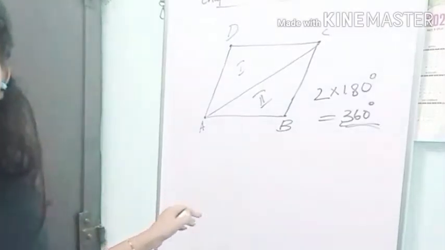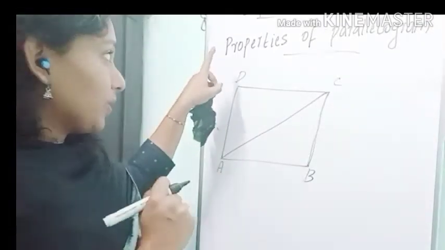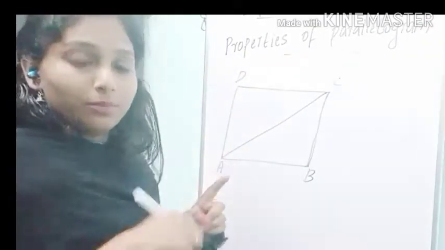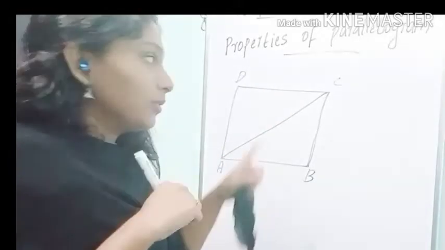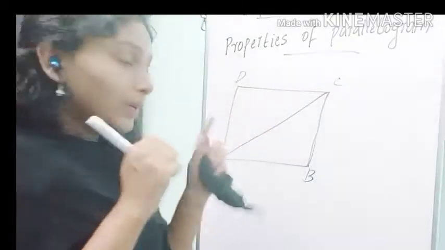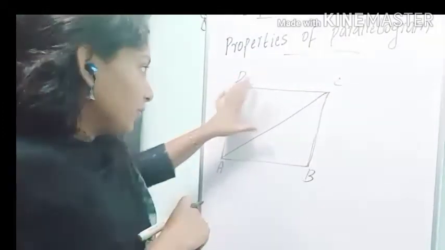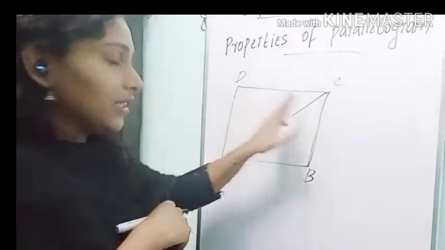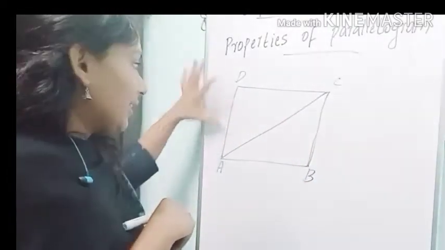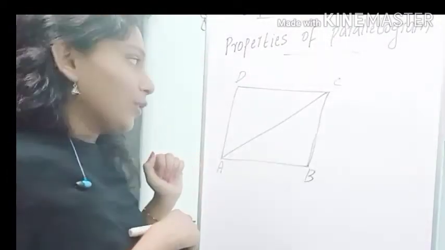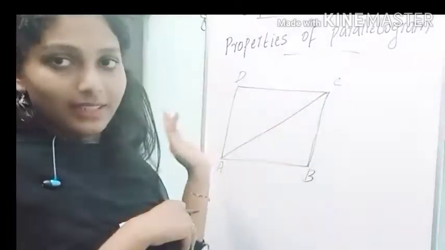Next topic is properties of parallelogram. Before that, what is a parallelogram? This shape is a parallelogram. Parallelogram means opposite sides are parallel, which means AB and DC are parallel, AD and BC are parallel. And AC is a diagonal.